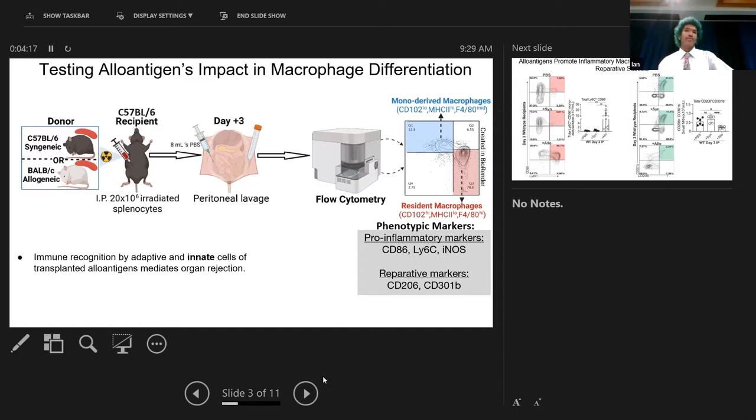And then this was run on flow cytometry to see which cells were positive for different pro-inflammatory and reparative markers. So for the pro-inflammatory, they were looking at CD86, Ly6C, and iNOS, whereas for reparative, they were looking at CD206 and CD301B. And overall, the immune recognition of adaptive innate cells of transplanted alloantigens mediates organ rejection. So again, back to its importance.